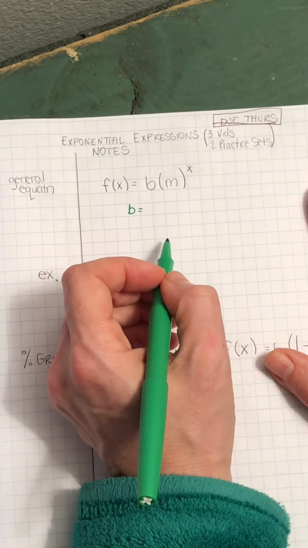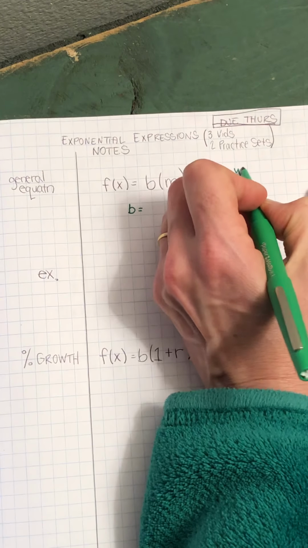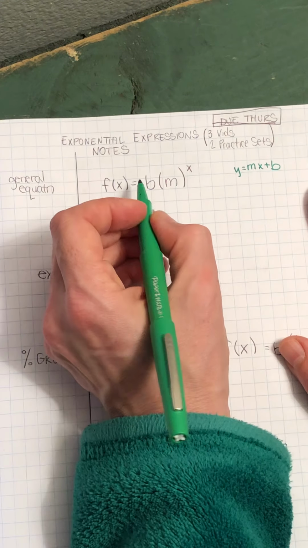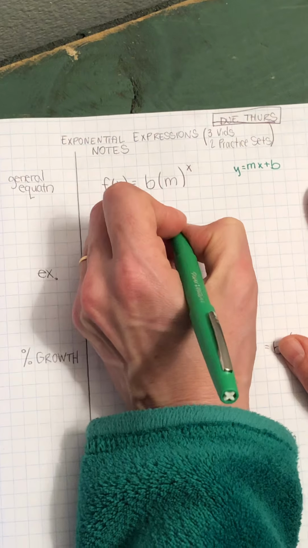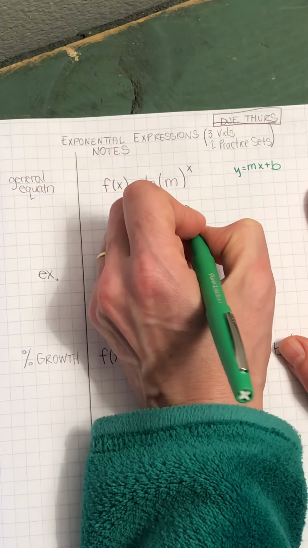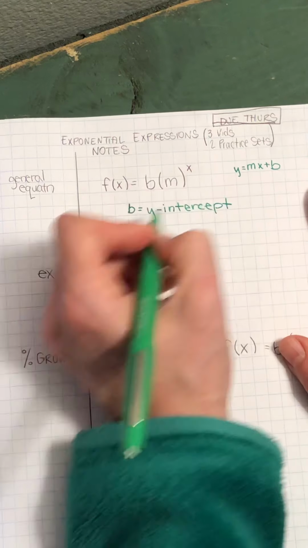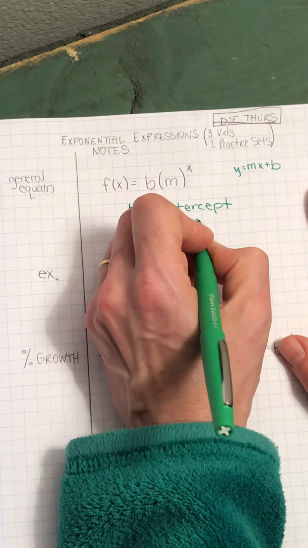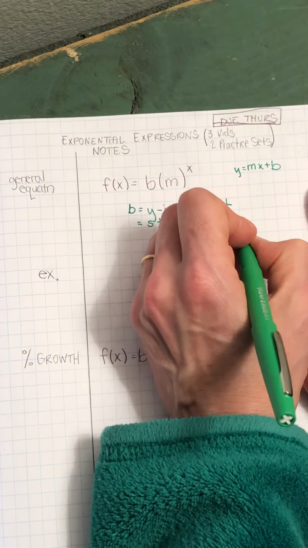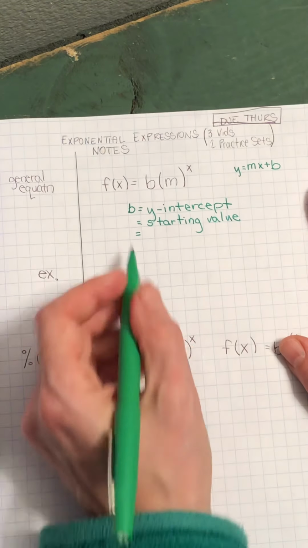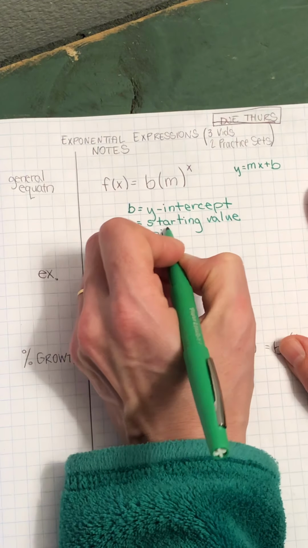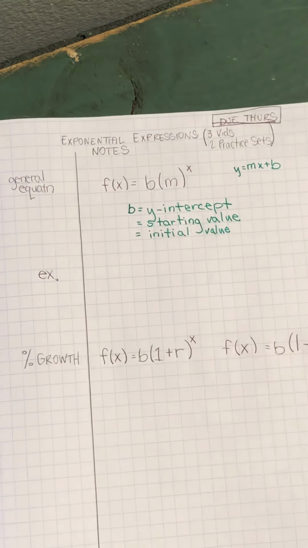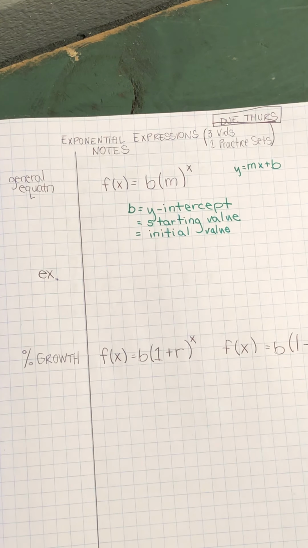So b in our y equals mx plus b, I could just write that for reference. B was our y-intercept. We also called it our starting value. And we're getting pretty sophisticated. We can also call it our initial value. So you'll hear all these buzzwords on Khan Academy, and then when you get into Algebra 3-4.